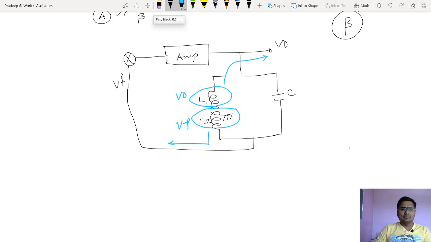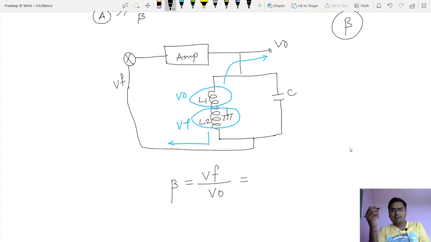So to calculate beta, what do I need? Beta means the gain of a feedback network, meaning what output is provided by the feedback network and what is the input to the feedback network. The output of an amplifier will be the input for the feedback network, so I am keeping it in the denominator. So VF by VO is the clear equation that I am writing. See, the voltage developed across inductor L1 and inductor L2, that I am considering.